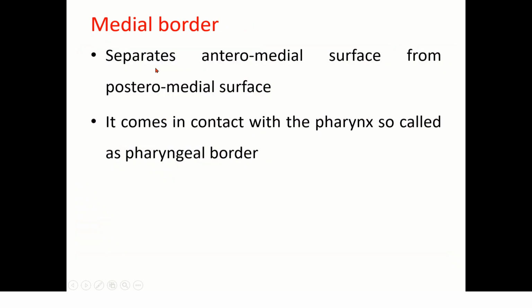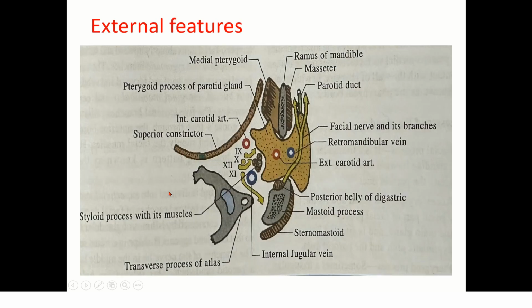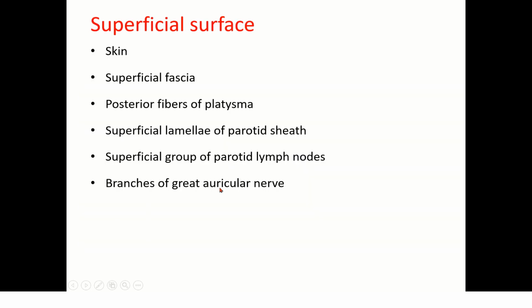So the medial border separates the anteromedial surface from the posteromedial surface. It comes in contact with the pharynx, so-called the pharyngeal border. You can see here, this will be the medial border. This is the anteromedial surface. This is the posteromedial surface. This will be the anterior border. This will be the posterior border.